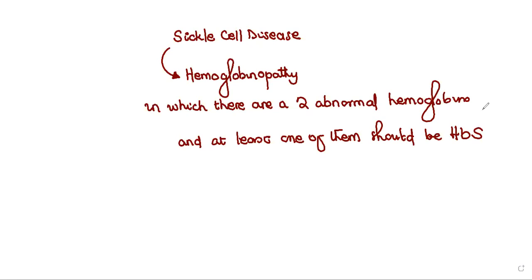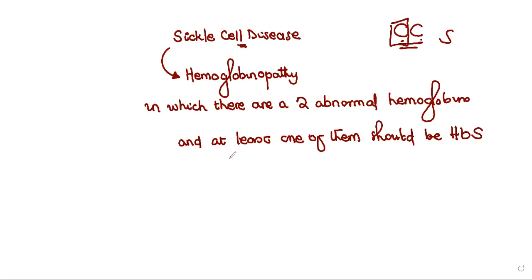So when we say abnormal, we mean what? SC, S beta thal, beta naught, D, L. All these are abnormal hemoglobins. But if you have CC, although the individual has two abnormal hemoglobins, you can't call it sickle cell because per the definition, at least one of the hemoglobins should be an S. Once you have an S plus any other abnormal hemoglobin, then you have a sickle cell disease. Do you get it?